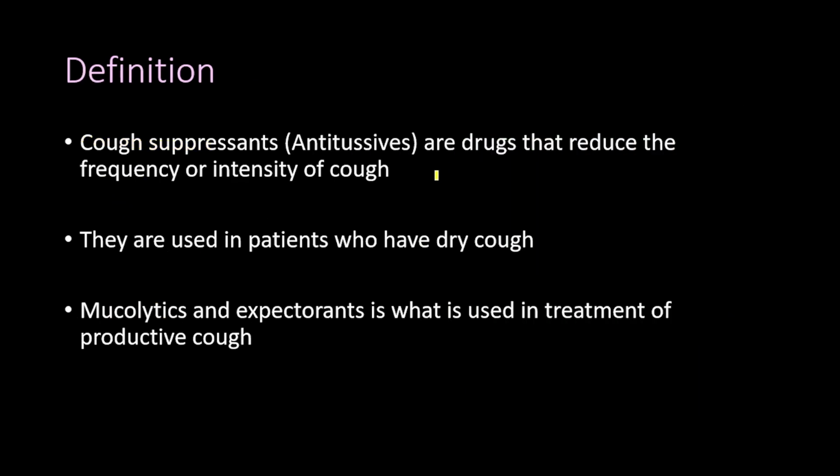So the cough suppressants are drugs that reduce the frequency or intensity of cough, and they are used in patients who have dry cough, and in case of the patient having productive cough, then we use the mucolytics and expectorants, which we will explain in the next video. So the cough suppressants are used for dry cough, and the mucolytics and expectorants are used for productive cough.